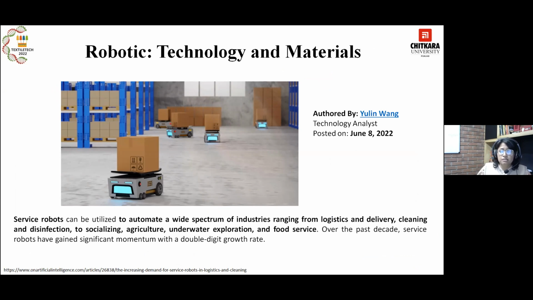Service robots can be utilized to automate a wide spectrum of industries, ranging from logistics and delivery, cleaning and disinfection, to socializing, agriculture, underwater exploration, and food service. So such kinds of robots are being developed for supply chain, for logistics, and for the textile industry or apparel industry, and they are in use nowadays.